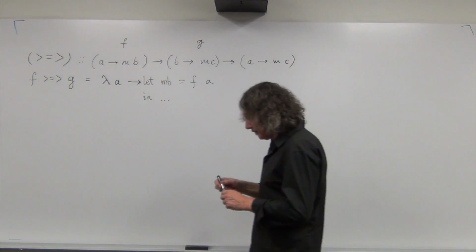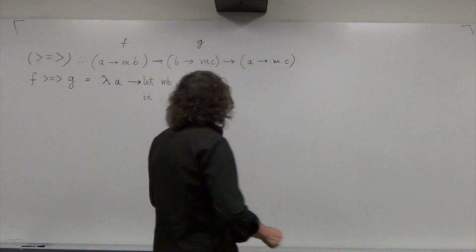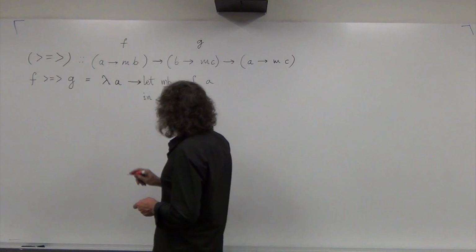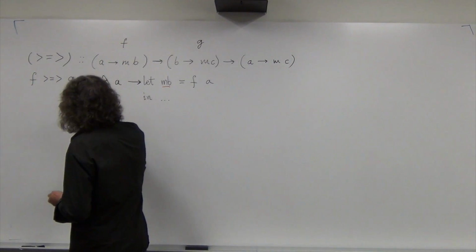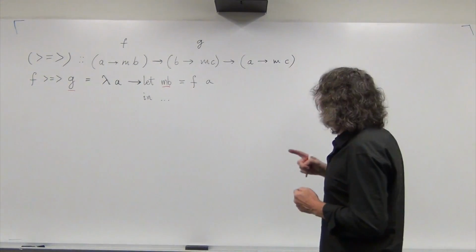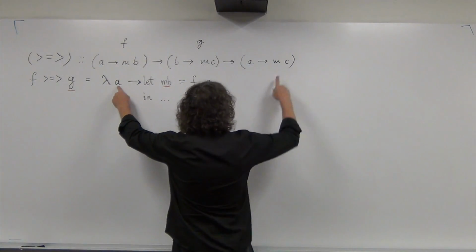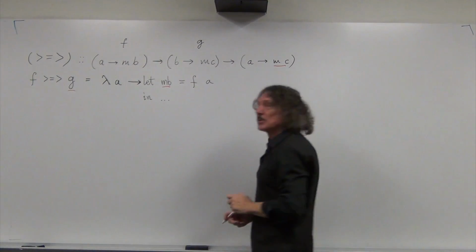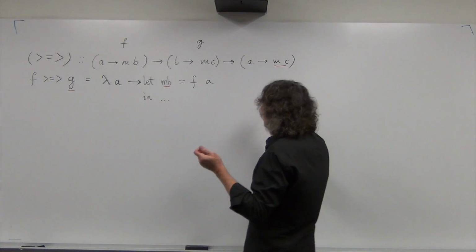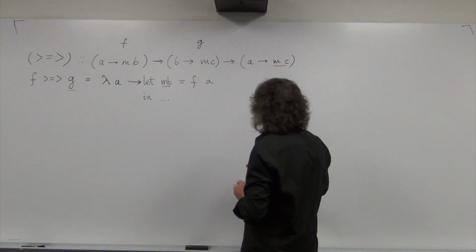So what goes here? Well, we have MB at our disposal, and we have still untouched G. We have these 2 things, right? And what we want to produce, since this is a function that takes an A, it's supposed to produce MC. So we want to produce MC, okay? So we need a way of taking MB and the G and to produce MC. Okay.